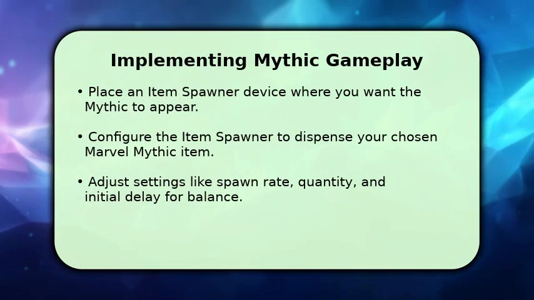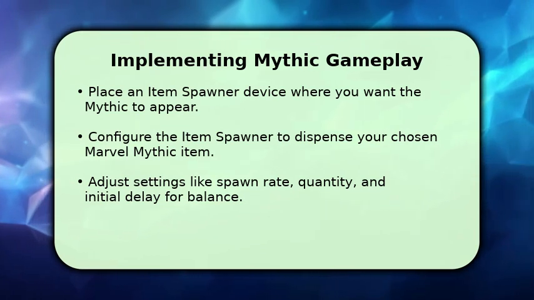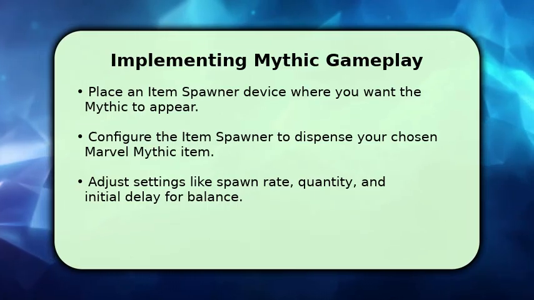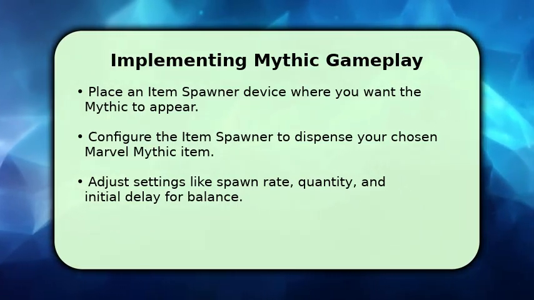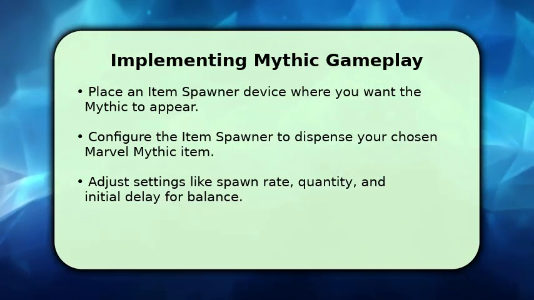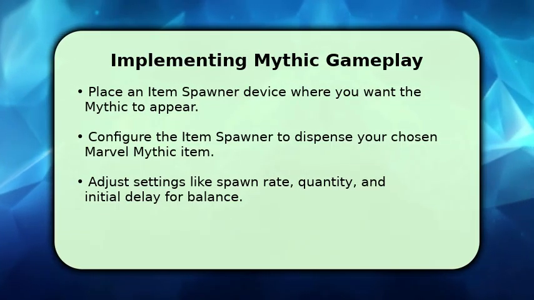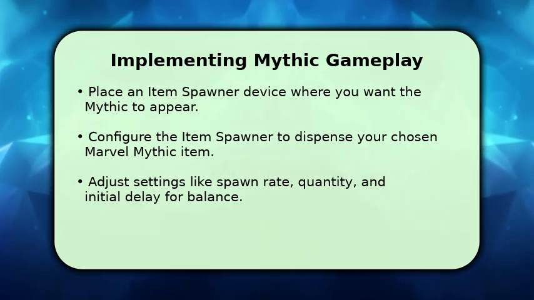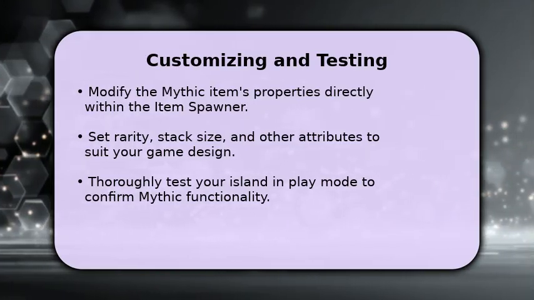Now that you have your mythic asset, let's make it functional in your game. The best way to do this is by using an item spawner device. Place this device anywhere on your island where you want the mythic to appear for players. Then, open the item spawner's details panel and select your Marvel Mythic item from the available options. You can fine-tune settings like how often it spawns, how many appear, and any initial delay, ensuring a balanced and exciting experience.